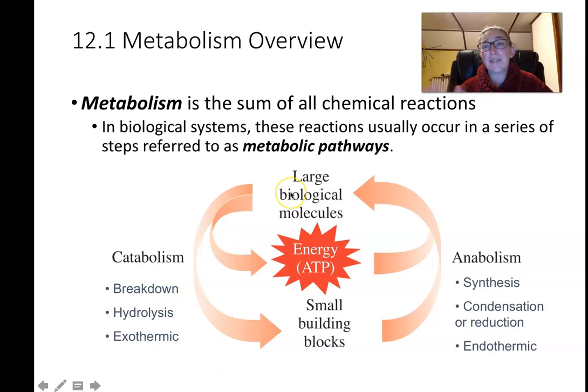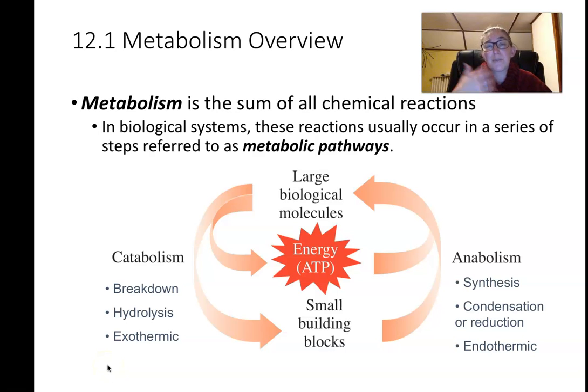So we can divide metabolism up into sort of two arms. The arm that is breakdown reactions is called catabolism. So where we take large biomolecules like starch, for example, and break it down into smaller building blocks like individual glucose molecules, right? So catabolism involves breakdown. Breakdown reactions involve hydrolysis. Hydrolysis reactions are decomposition reactions, and they tend to be exothermic.